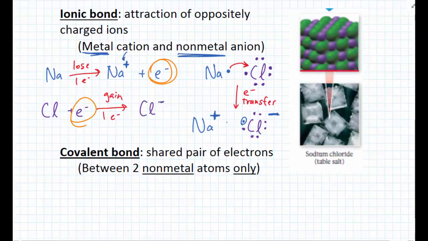But that's just how the ions form. Okay? The ions are the positive or the negative charged particles. That's how the ions formed. Okay? The ionic bond is the attraction. So why would those newly formed ions become attracted to each other? Because they have opposite charges.